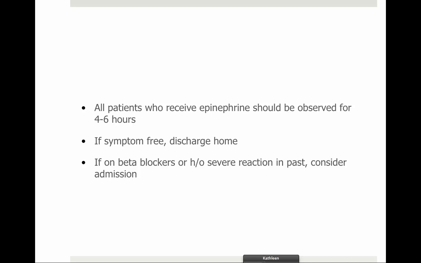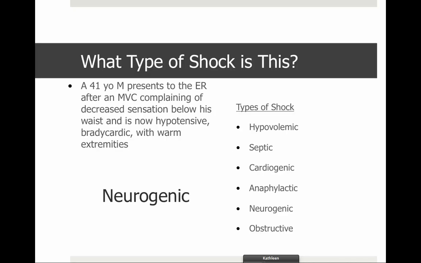All patients who receive epi should be observed for at least 4 to 6 hours. If symptom-free, discharge home. If on a beta blocker or a history of severe reaction in the past, consider admission.